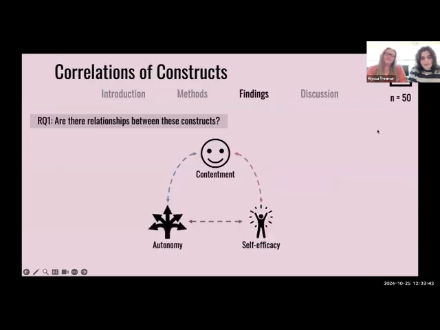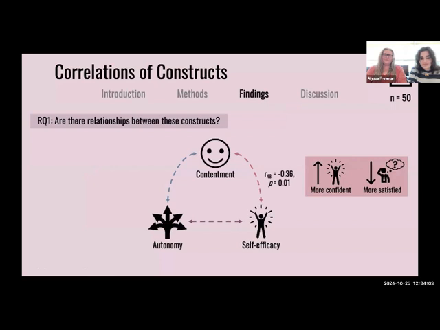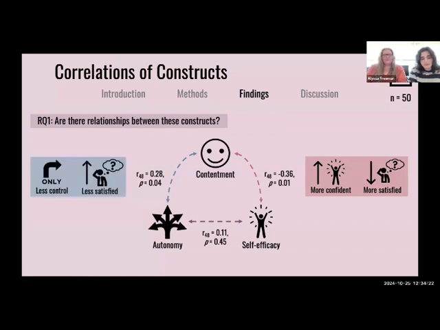This is how we're presenting our findings. The icon on the top right-hand corner indicates that this data is collected from the survey. The constructs and the data are indicated by these icons in the middle. For the correlation between contentment and self-efficacy, there's a negative relationship where more confident GTAs tend to report lower dissatisfaction. In other words, more confident GTAs tend to report more satisfaction. We don't have evidence of a correlation between autonomy and self-efficacy, indicated by the high p-value. For autonomy and contentment, we have a positive relationship where GTAs with lower levels of autonomy tend to report less satisfaction.